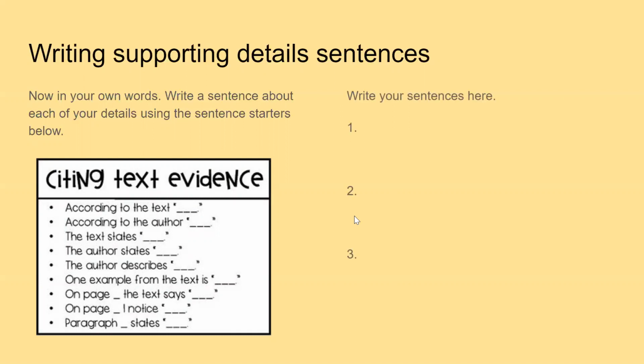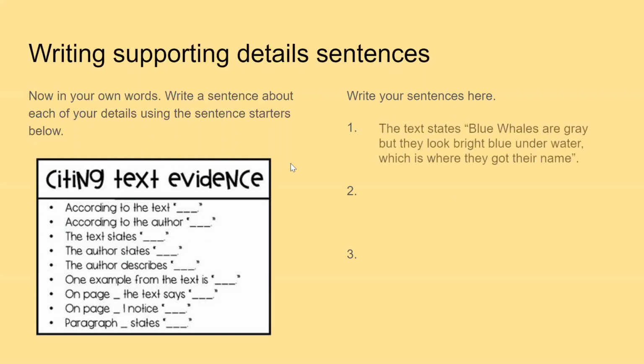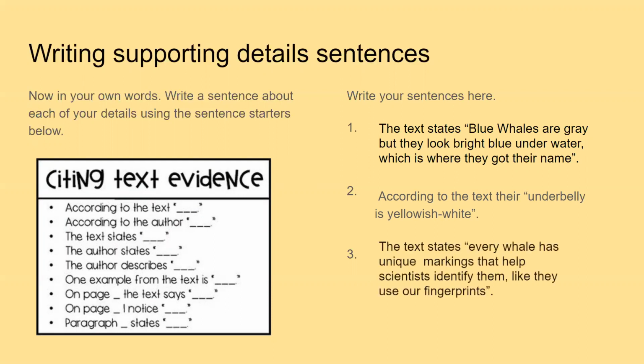So now we're going to work on writing our sentences based off the article we just read. The first one that I wrote was, the text states, blue whales are gray, but they look bright blue underwater, which is where they got their name. Number 2, according to the text, their underbelly is yellowish white. And the text states, every whale has unique markings that help scientists identify them, like they use our fingerprints.